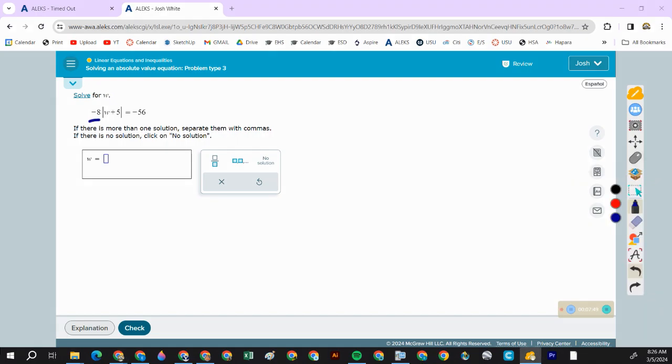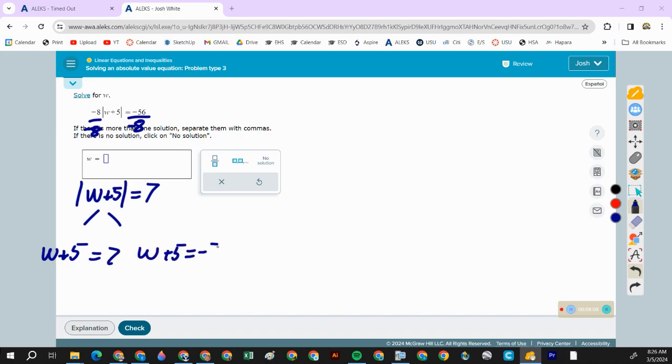Here we need to divide by negative 8. And we get the absolute value of w plus 5 equals 7. Split. w plus 5 is 7, and w plus 5 is negative 7. Subtract the 5, we get w equals 2. Subtract the 5, and we get w equals negative 12.